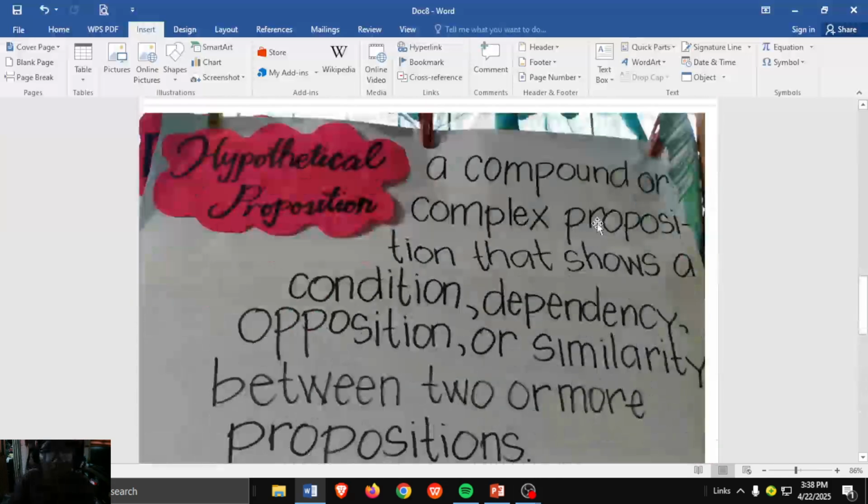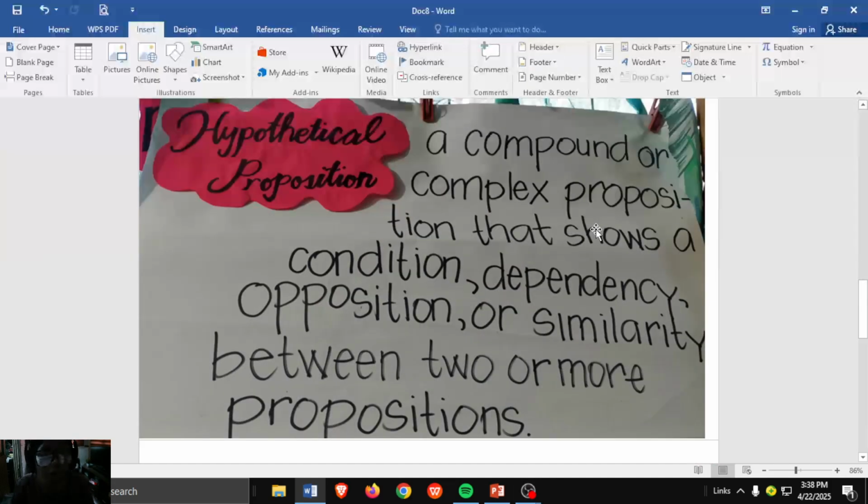A hypothetical proposition is a compound or complex proposition that shows a condition, dependency, opposition, or similarity between 2 or more propositions. So when we say hypothetical, it shows that it has a conditioning, dependency, opposition, or similarity between 2 or more propositions, which is a direct. So I have here an example.